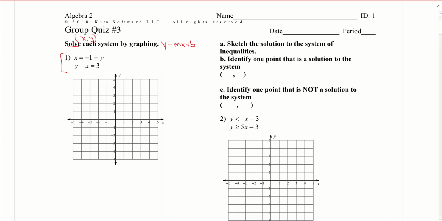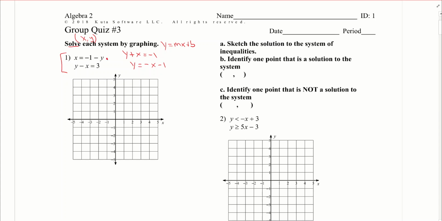So let's look at this first equation, and we need to get y by itself, which means let's go ahead and add y to both sides. If we add y to both sides, we're going to have y plus x equals -1. And then from there, we can subtract x on both sides, and we will get y equals -x minus 1. All right, so that's for this first equation here.